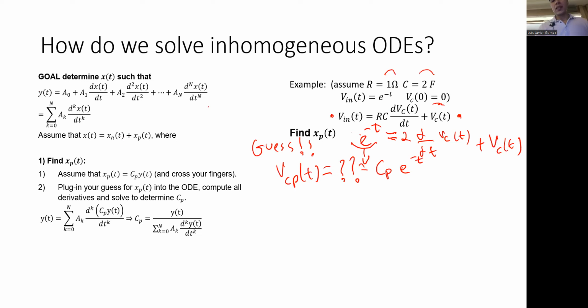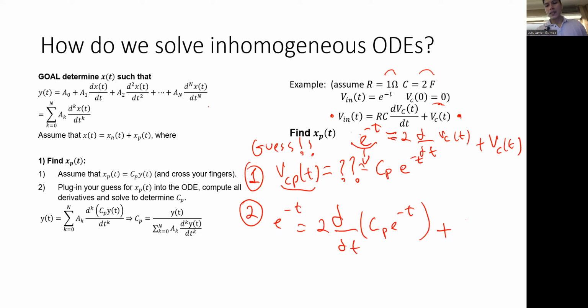So that's step one. And then step two is to, now that we know what this particular solution is, what do we do? Yeah, so we're going to plug it back in. So now we have e to the negative t is equal to 2 times the derivative of constant Cp e to the negative t plus Cp e to the negative t. I don't know how to take derivatives, but hopefully I do this right. e to the negative t equals negative 2 e to the negative t times this constant Cp plus Cp e to the negative t.